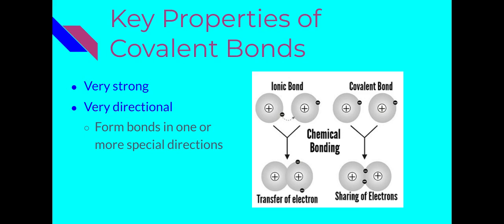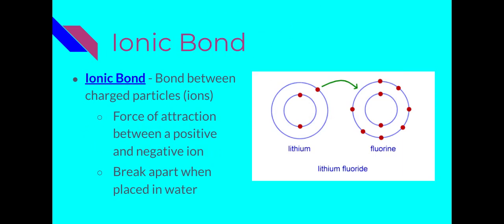and that allows different biological molecules to build certain ways. So those are both important properties of covalent bonds. Now, our next type of bond is an ionic bond. Ionic bonds are bonds that are shared between charged particles, which we call ions.